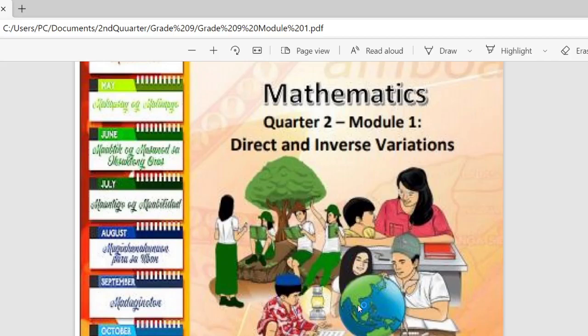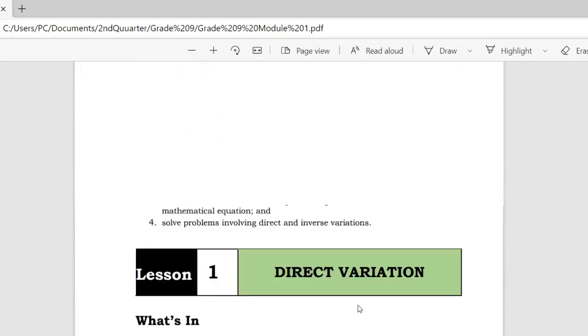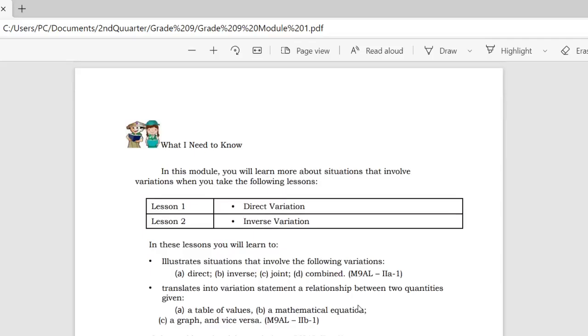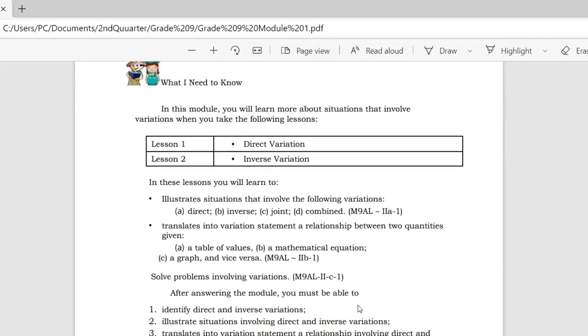Okay, so first thing is what I need to know. So what do you need to know? In this module, you will learn more about situations that involve variations when you take the following lessons. Lesson 1, you have direct variation, and lesson 2, we have inverse variation.